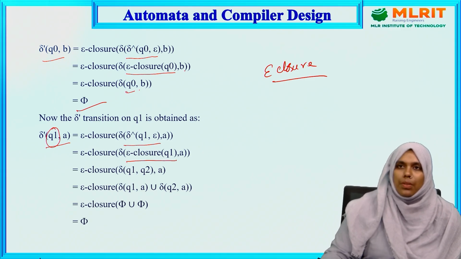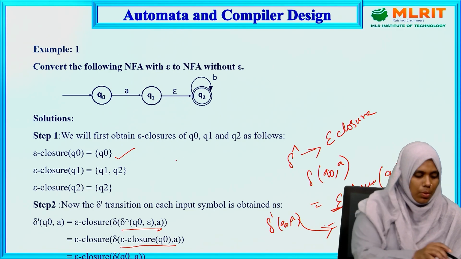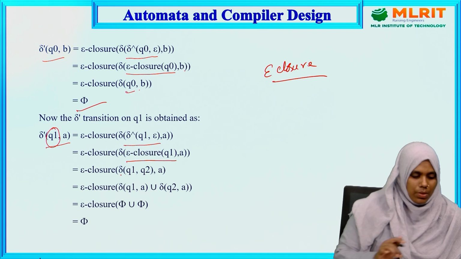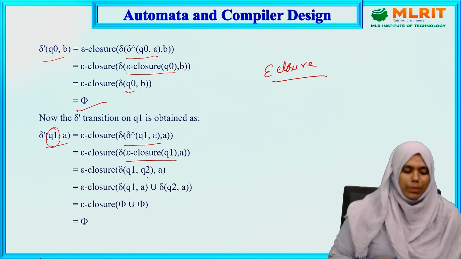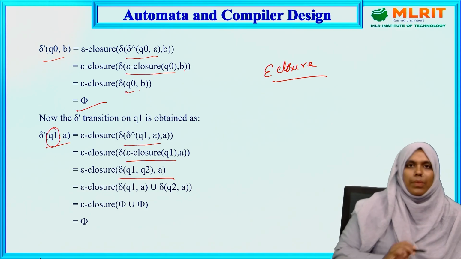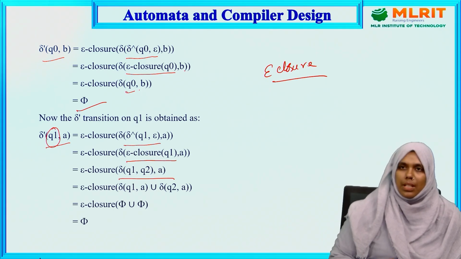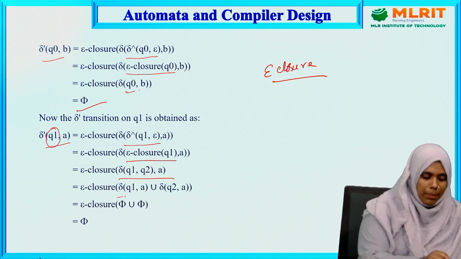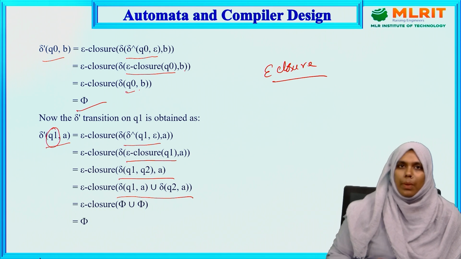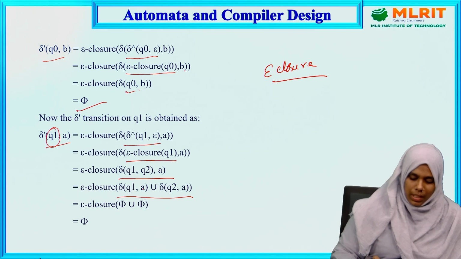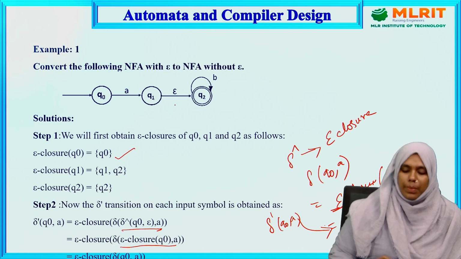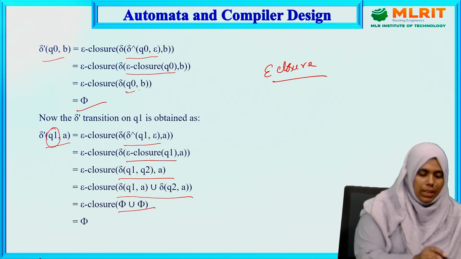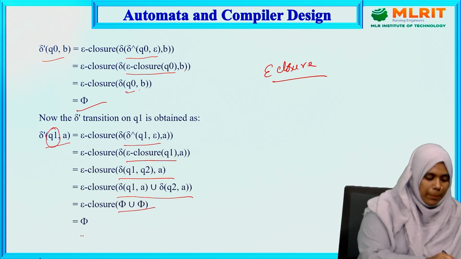Now epsilon closure of Q1, what is the value for epsilon closure of Q1? Q1, Q2. So here we are going to write transition of Q1, Q2 of A. Now expand this. How are we expanding this? By using the union symbol. That is nothing but transition of Q1 comma A union transition of Q2 comma A. So Q1 comma A, do we have any Q1 of A transition? No. Do we have Q1 of B transition? No. That is nothing but null. So null union null will be null.